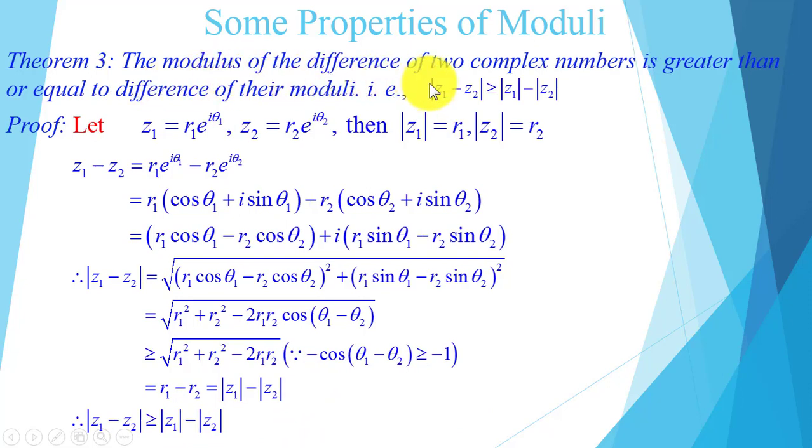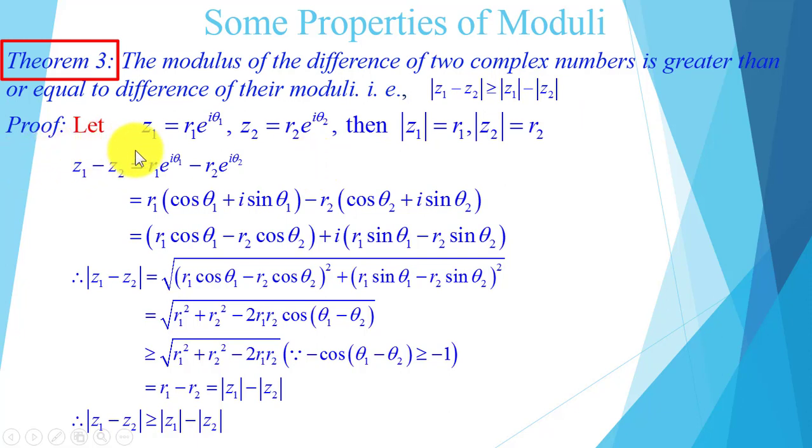The modulus of the difference of two complex numbers is greater than or equal to the difference of their moduli. That is, modulus of z1 minus z2 is greater than or equal to modulus z1 minus modulus of z2.